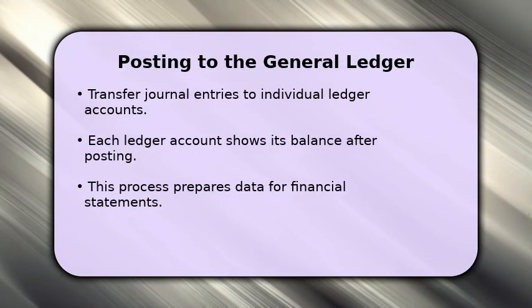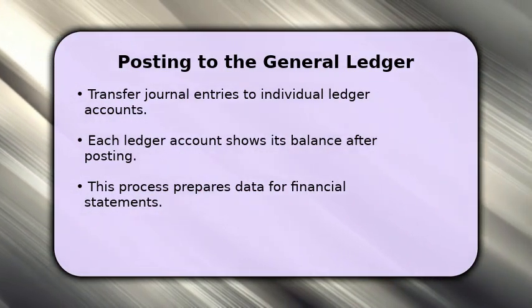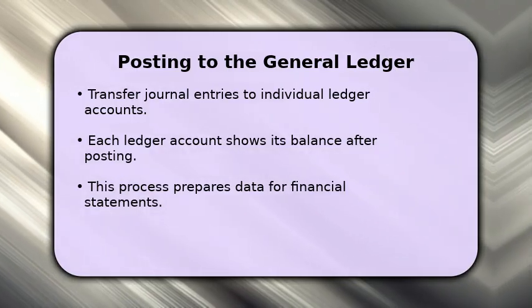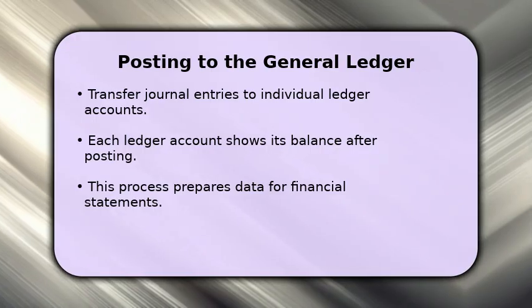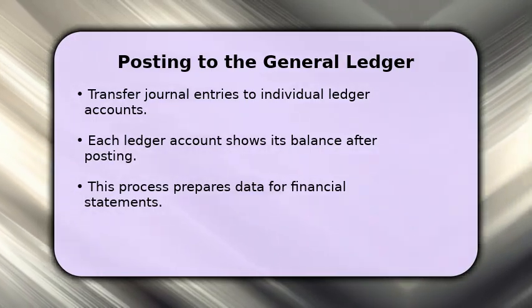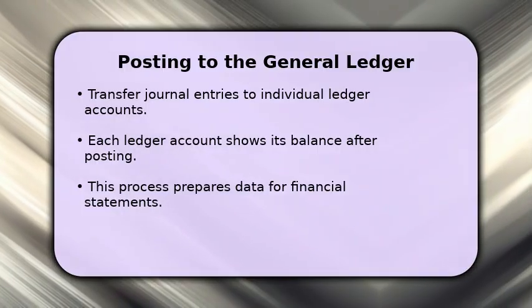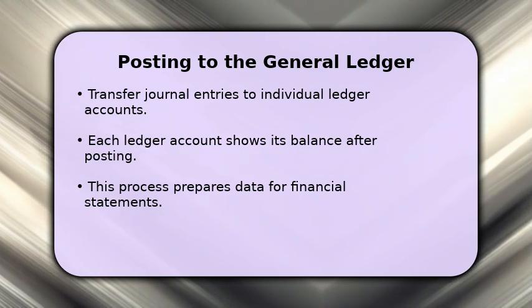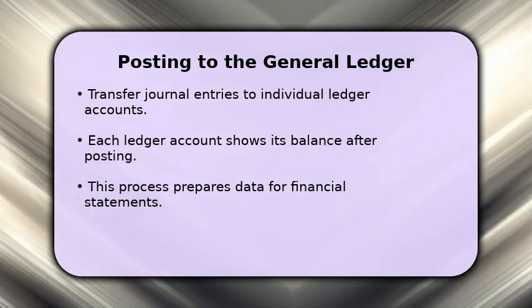After journalizing, the next step is posting these entries to the general ledger. This involves transferring the debit and credit amounts from your journal to the respective individual ledger accounts. Each ledger account will then show its current balance, providing a clear summary of all transactions affecting it. This organized data is then used to prepare financial statements.